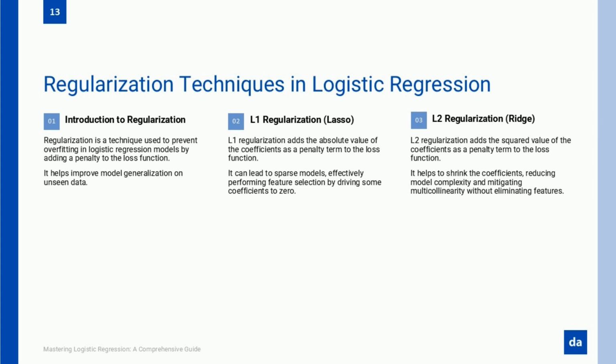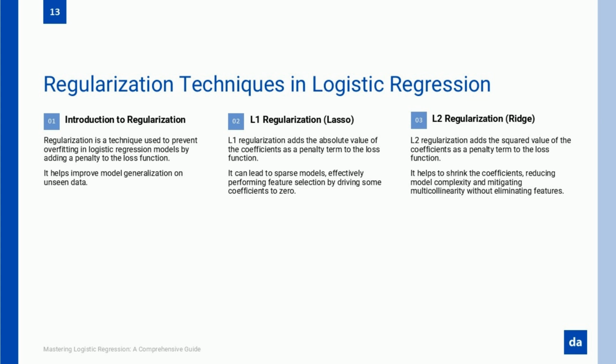Now, if you're thinking, okay, but what if I want both feature selection and balanced coefficients? Well, you're in luck. There's a hybrid method called elastic net, which combines both L1 and L2 regularization to get the best of both worlds. It keeps the model lean while also preventing any one feature from overpowering the rest.